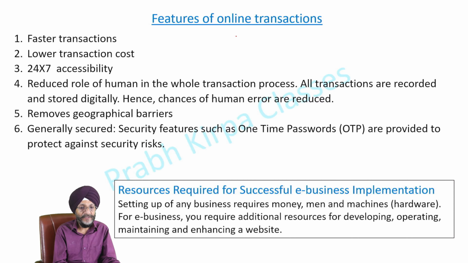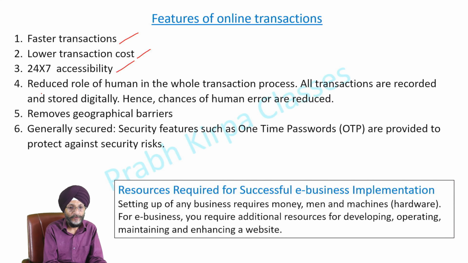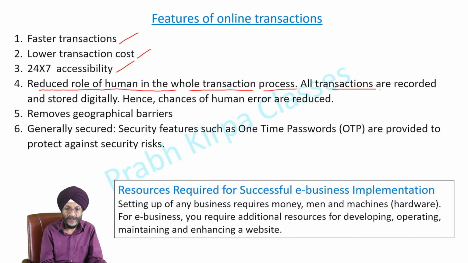Next, features of online transactions. Online transactions are faster. Next, online transactions have lower transaction cost. Third feature of online transactions is that they have 24 by 7 accessibility. Fourth feature is the reduced role of humans in the whole transaction process. All transactions are recorded and stored digitally, and hence the chances of human error are reduced.